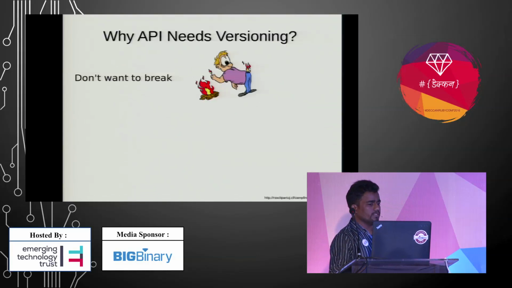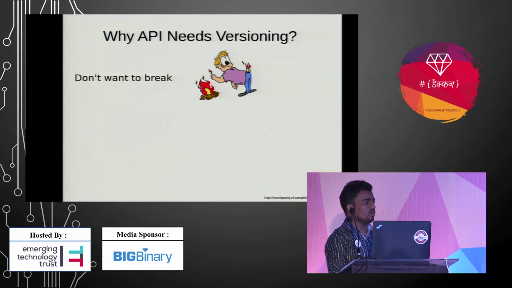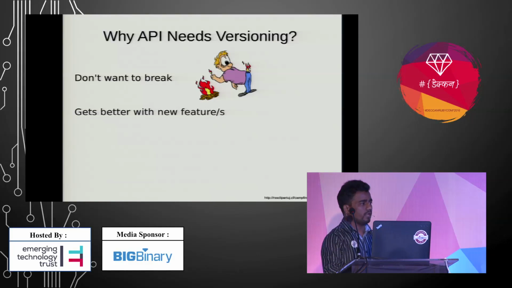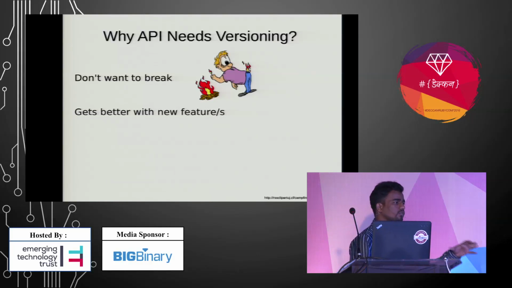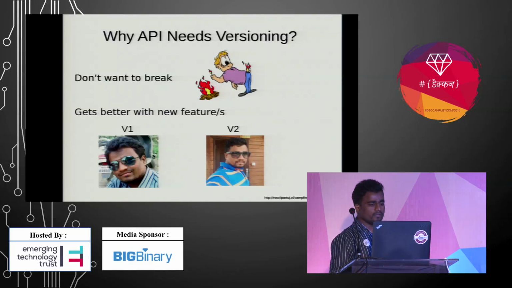Because of two simple reasons. You don't want to break your existing version of your API. And the second thing is you want to add some feature to your APIs. And in versioning, it's always true that your version 2 is more improved version than your version 1, just like this. Believe me, I didn't find a better analogy for versioning than this.